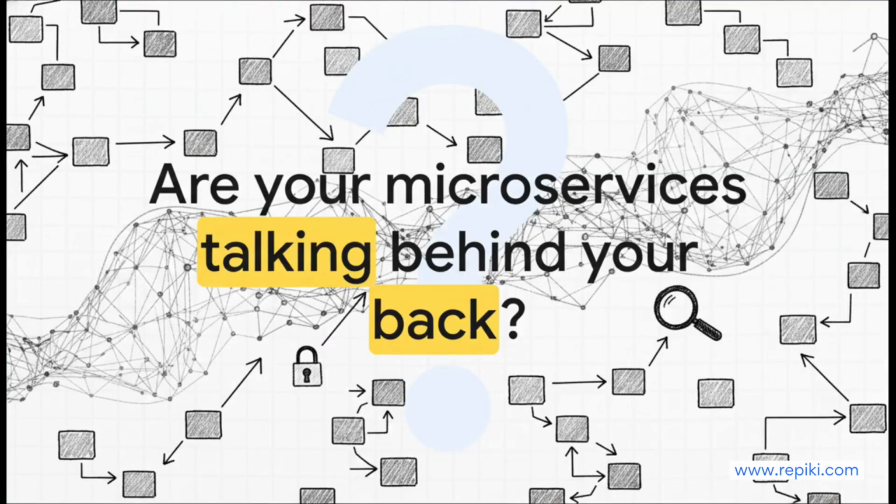It's a fun question, right? But it gets at a really serious problem. When you have dozens, maybe hundreds of services, how do you know what they're saying to each other? How do you keep those conversations secure? How do you even see what's going on? That is the exact problem service meshes were built to solve.